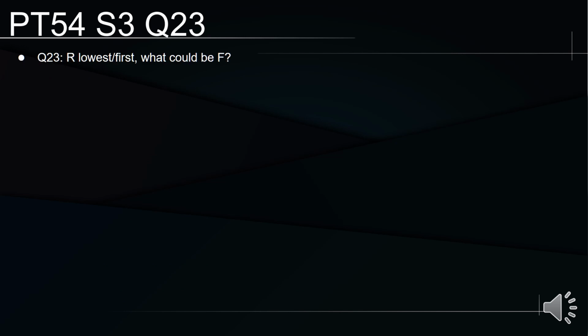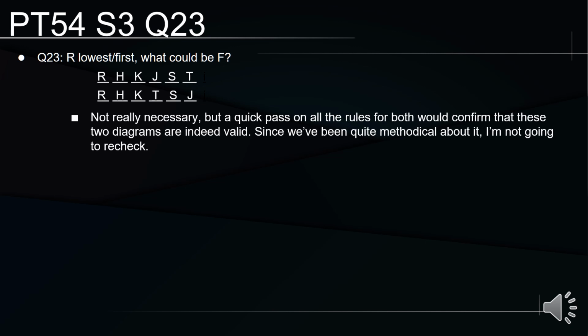So this is what we have at this point, again, from the last slide. These are the two possibilities based on R being first. We were very methodical with the rules, and this is what we came up with. It is not necessary, but a quick pass on all the rules for both of these possibilities would confirm that both of these diagrams are indeed valid. But since we've been quite methodical about it, I'm not going to explicitly recheck it here, but you can do that very quickly. It's really just a rehash of everything that we discussed in the previous two slides.